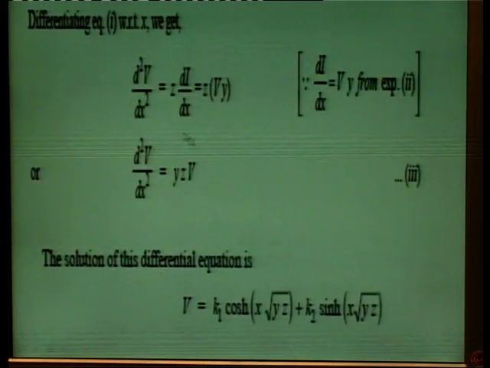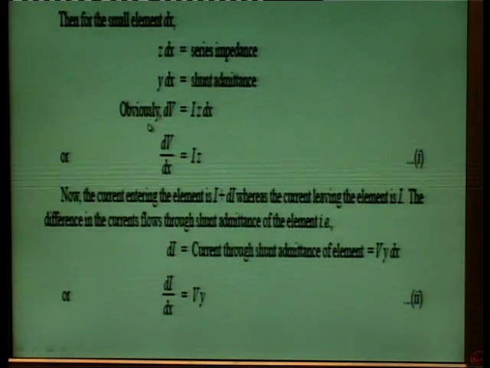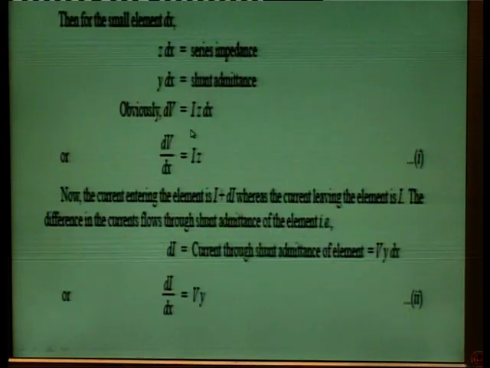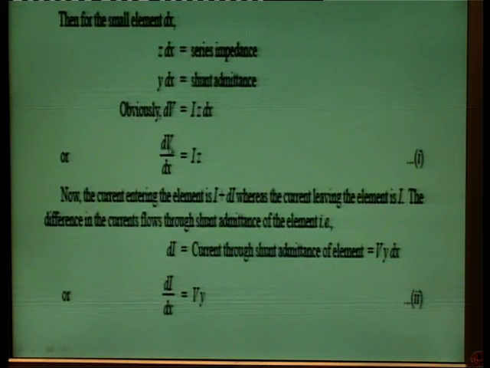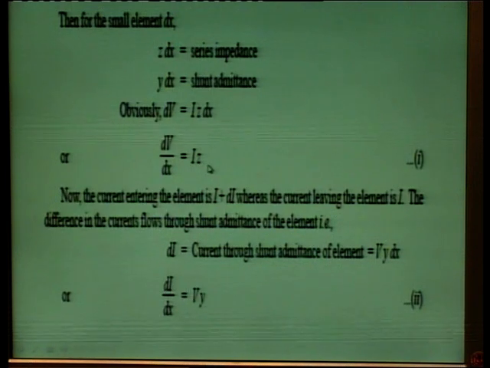Now, take the derivative of equation number 1 with respect to x. Since we have dV by dx equal to I z, when the derivative is taken with respect to x, this becomes d2V by dx2 equal to z dI by dx.